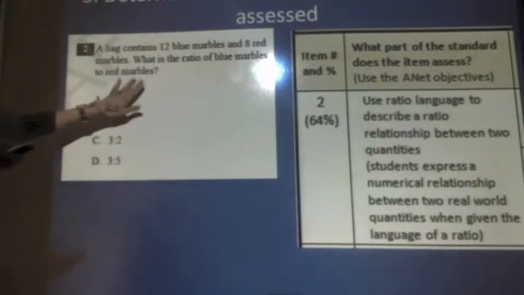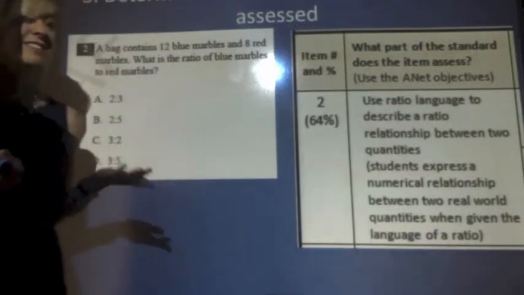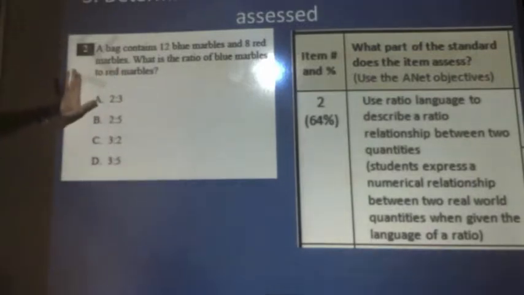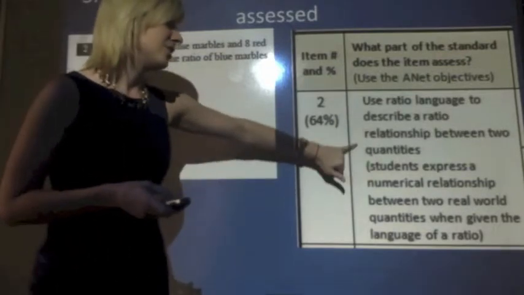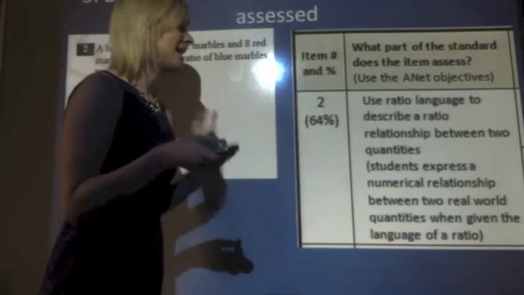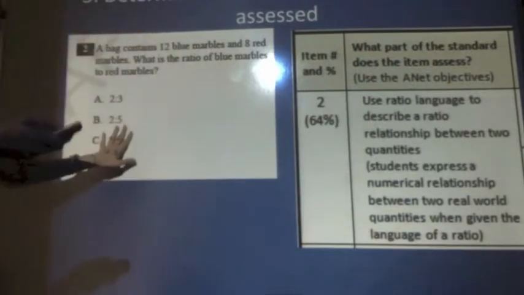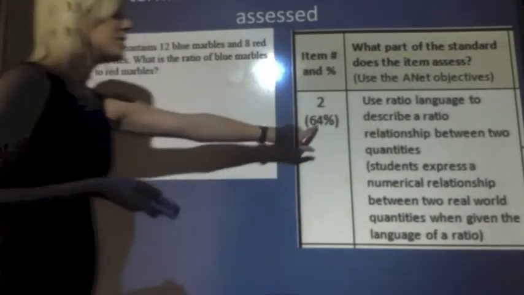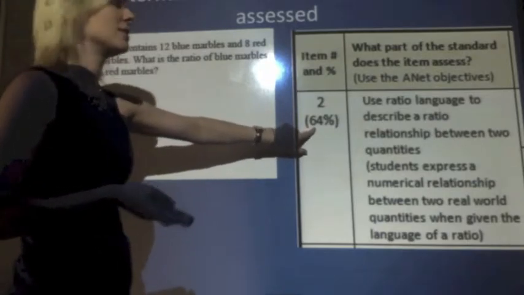After that, we look at every single question to determine which part of the standard is assessed. So in this question, it asks about the ratio of blue to red marbles. It uses ratio language, and then students express it as a numerical relationship between two real quantities. We also noted what percentage of students got this correct.